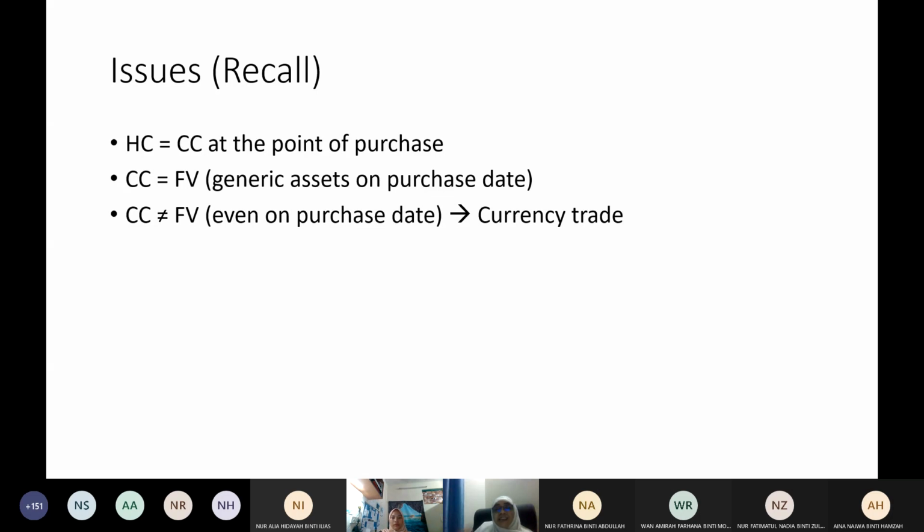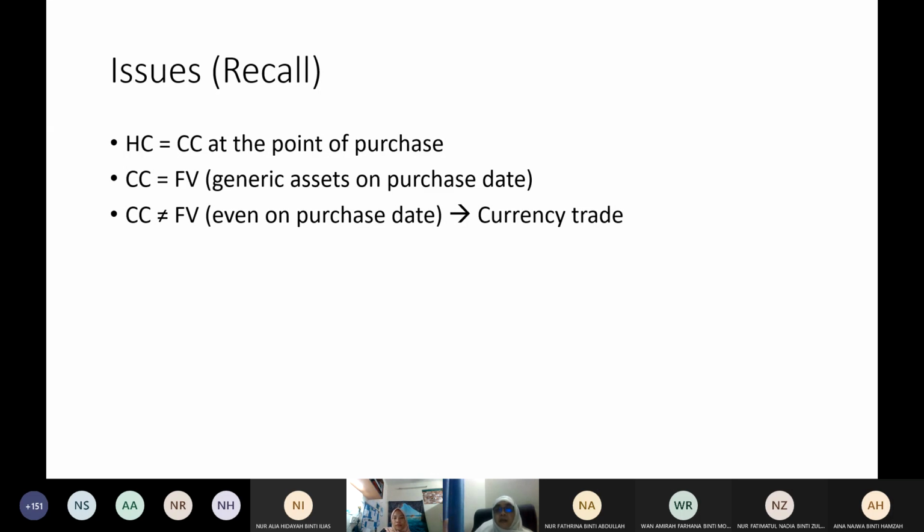A very easy example is currency. Let's say you want to visit Korea on a holiday. This will be after the COVID period, inshallah. One day soon, I hope. You go to the money exchange, and when you want to buy the Korean won, you buy on that date at a specific price.